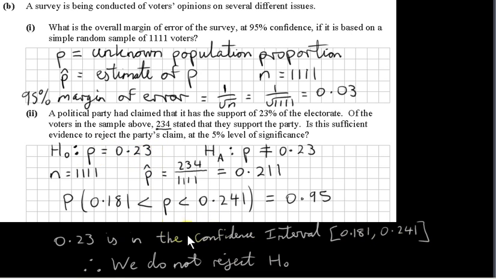Strictly speaking, our confidence interval is the 95% confidence interval for the population proportion p. So we can say that we have insufficient evidence to reject the party's claim. A 5% significance level is based on the party's claim being true. We have a 95% chance that p lies between 0.181 and 0.241. That means that we have a 5% chance that p is not inside this interval. Everything we have said is based on the null hypothesis that the party's claim is true. In other words, p is indeed 0.23.